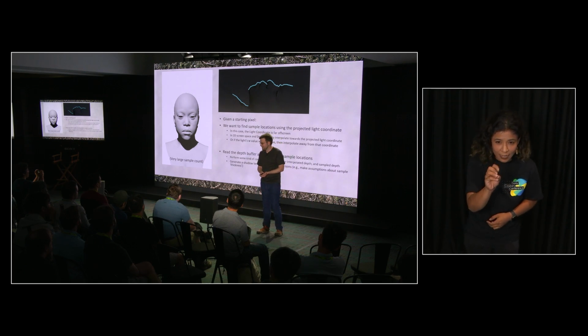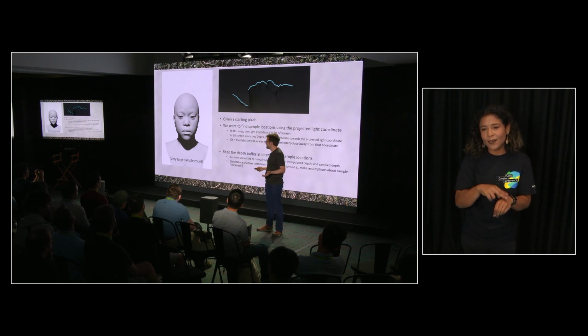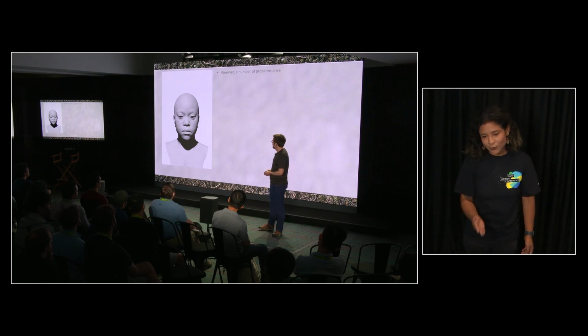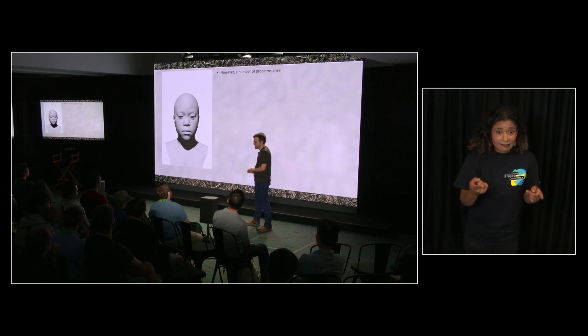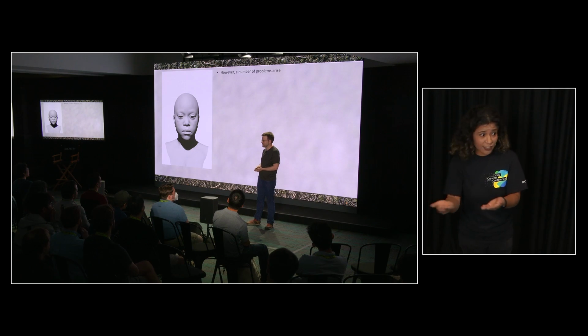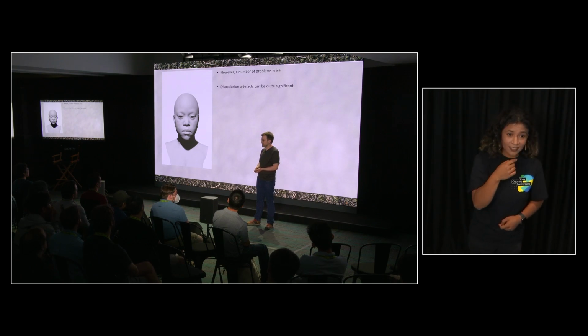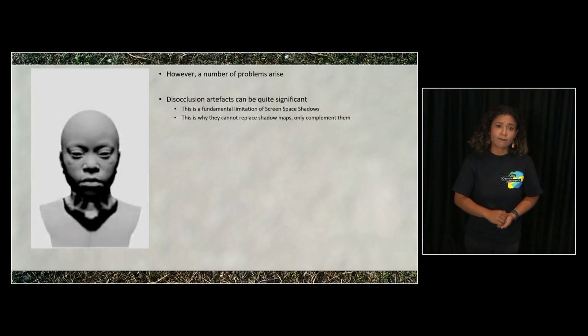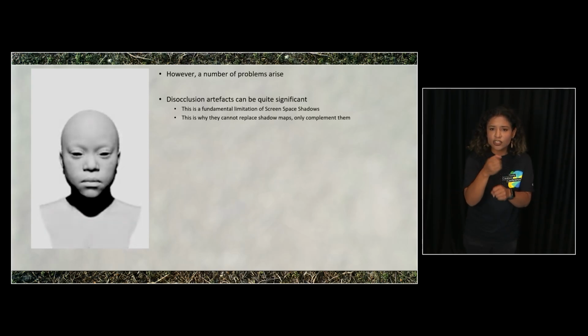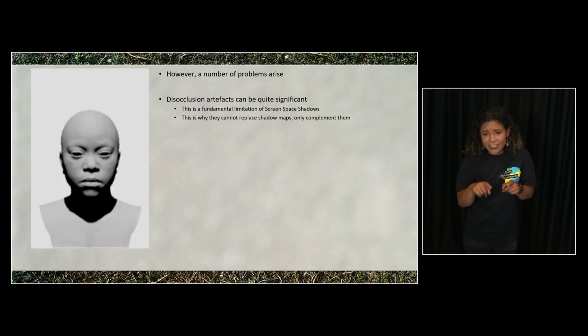Of course, it's not quite that simple, is it? It never is. So, what goes wrong? Well, if anyone's tried this here, I'm sure you probably know quite a few things go wrong. The first is disocclusion. Disocclusion is an unavoidable issue, and this is why they cannot replace other shadowing techniques, they can only complement. In this case, portions of her neck are literally not on screen, so there are no pixels there, they cannot cast a shadow. Unfortunately, there's nothing I can do about that, I'm sorry. I'd like to be able to do that, it would be great.